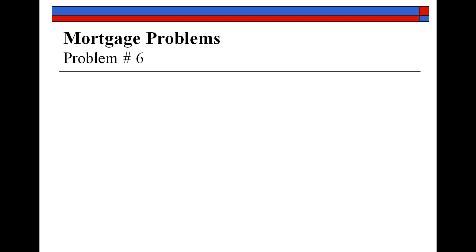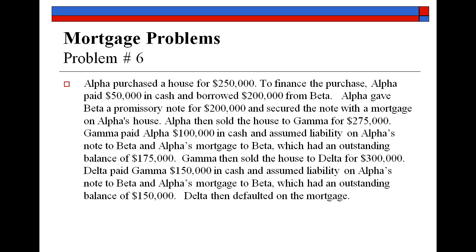Let's do one last problem, which begins with the same set of facts, but which adds significant complications after Gamma purchases the property. So to review, Alpha buys a house for $250,000. Alpha finances the purchase with $50,000 in cash and with a $200,000 loan from Beta. That loan is secured with a mortgage to Beta.